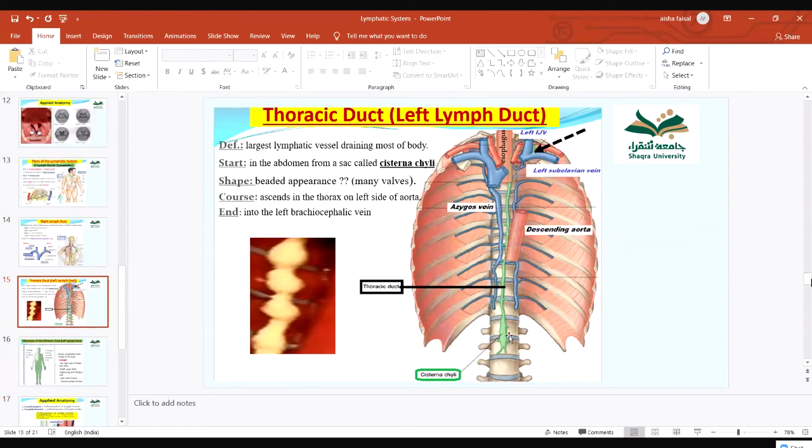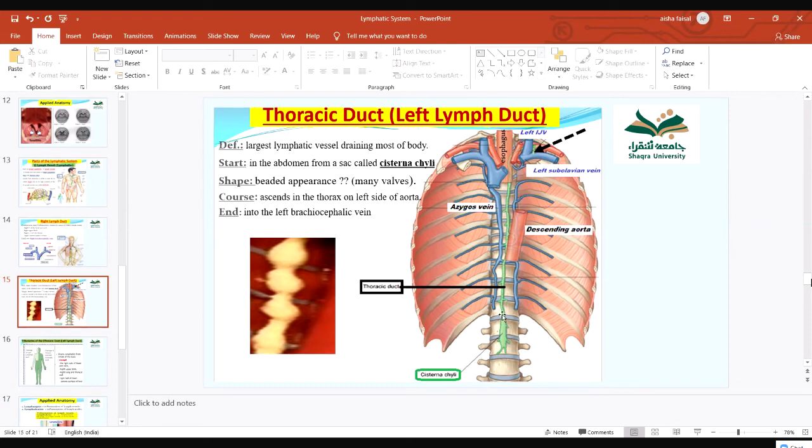You can see the thoracic duct starts here, and this is the cisterna chyli. All the lymphatics from the abdomen, the lower limb, the perineal region, and the pelvic viscera come into this bag located in the upper part of your abdominal cavity. So this is the cisterna chyli.